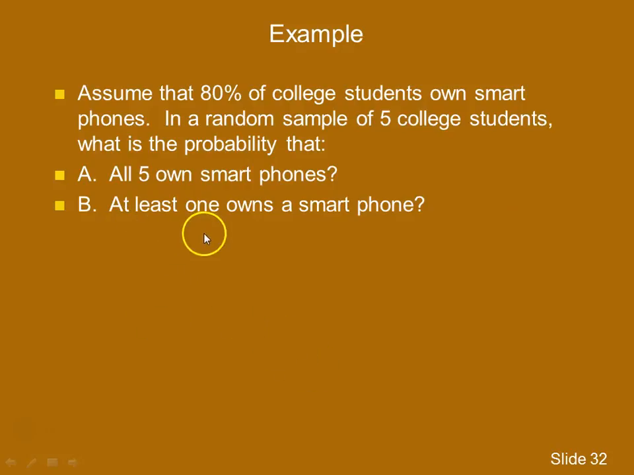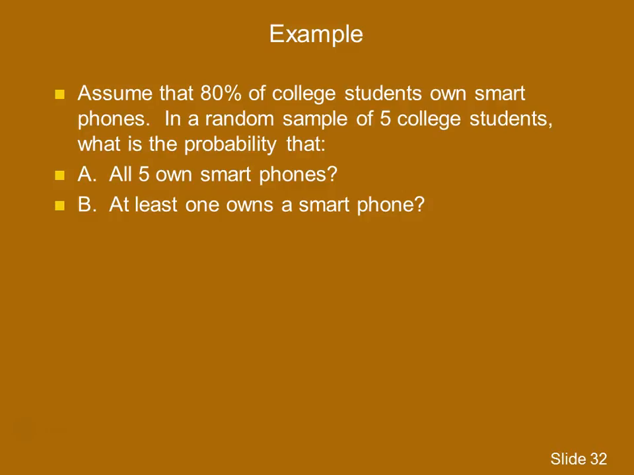Let's look at part B. At least one owns a smartphone. Now you've got various ways to do this problem. You've got the hard way and the easier ways. And I'm sure you would rather do the easier ways. The hard way: realize that at least one owning a smartphone would mean 1 or 2 or 3 or 4 or 5 of the college students. So you could use the binomial formula and calculate f of 1, f of 2, f of 3, f of 4, and f of 5, and add them all up. But that would involve doing 5 binomial calculations.